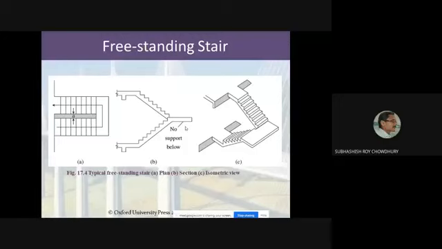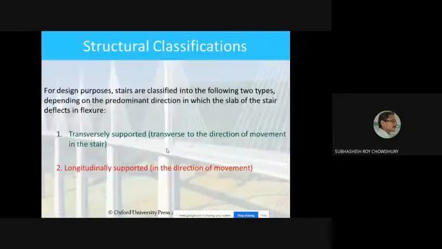There will not be any problem. But obviously, if you do not follow the proper design procedure, it may be unsafe. But you should know that this may be one of the types of staircases that you may construct. Now the structural classification, the main design aspect, will start from this particular point.